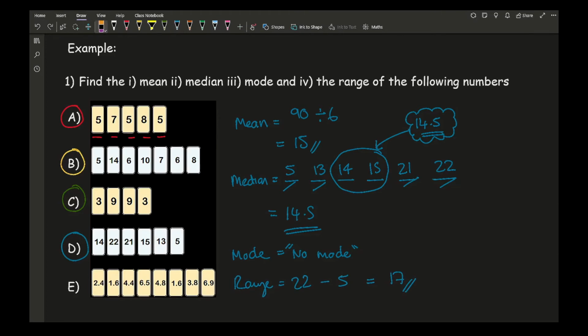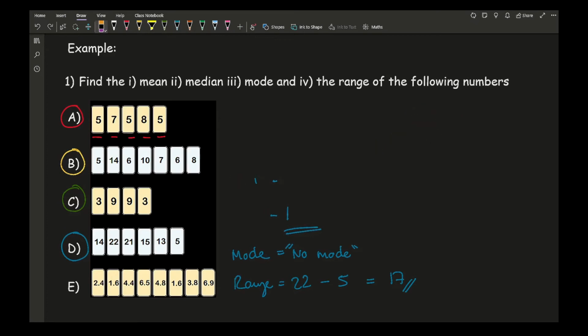And then finally moving on to question E, or the E set of numbers. Let's have a look. So now we're looking at decimal numbers. So again, to make a question a little bit more complicated, they may introduce decimals. It's entirely up to them. But again, it's done in the exact same way.